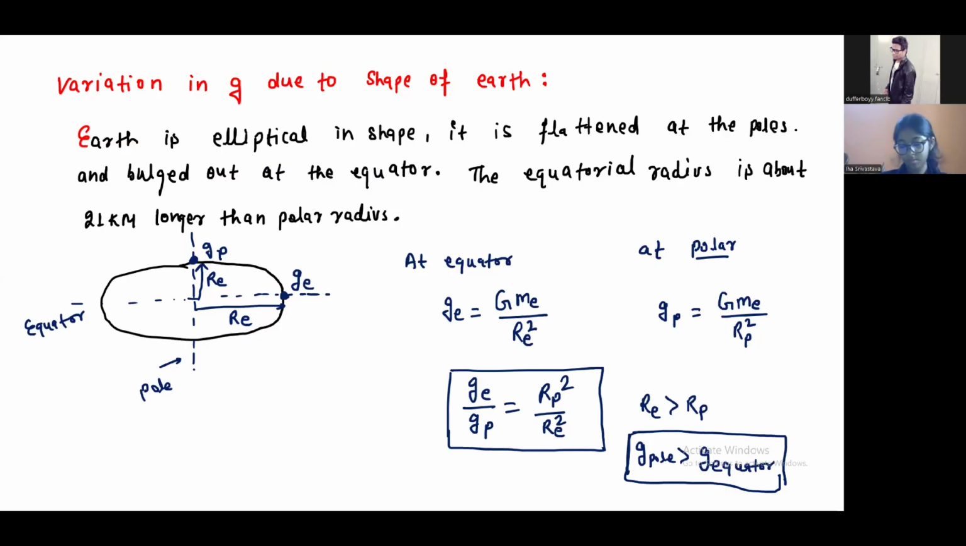Okay, now we are moving to the second variation, that is the variation in g with height from the earth surface.